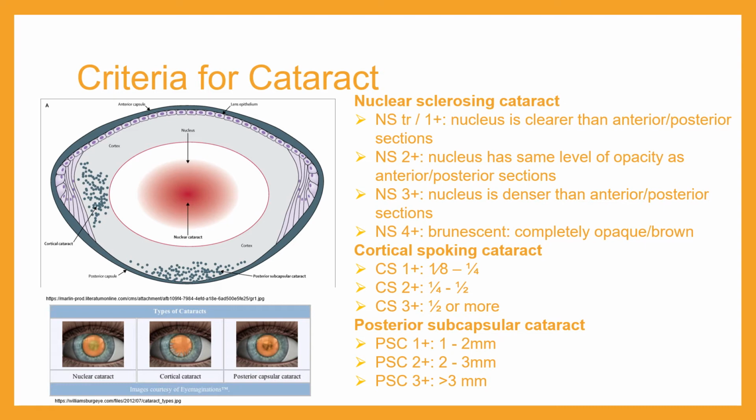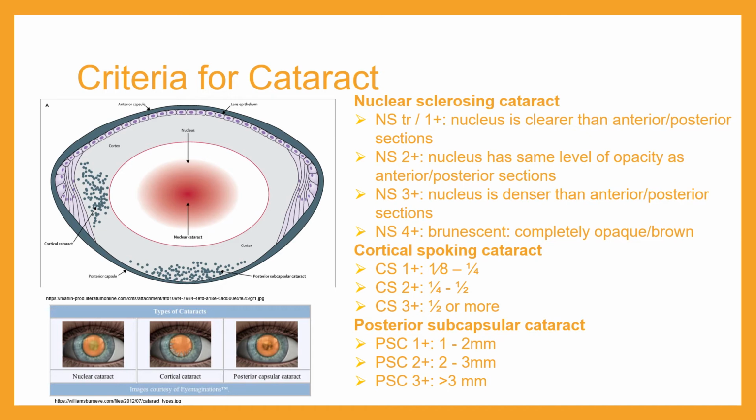Cortical spoke cataract would be evaluated as 1+ if the cataract involves 1/8 to 1/4 of the radial area. 2+ if the radial angle covers 1/4 to 1/2 the area, and 3+ if the area covers half or more. For cortical spoke cataract, think of the pieces of a pizza.